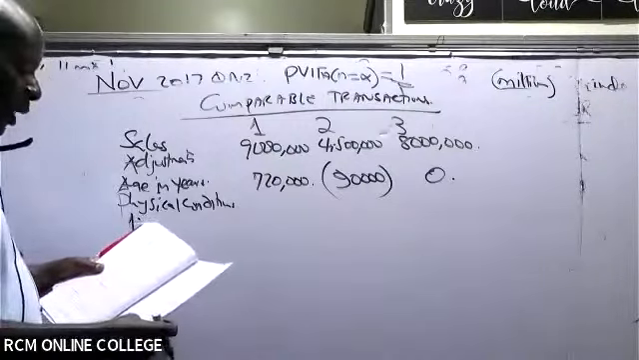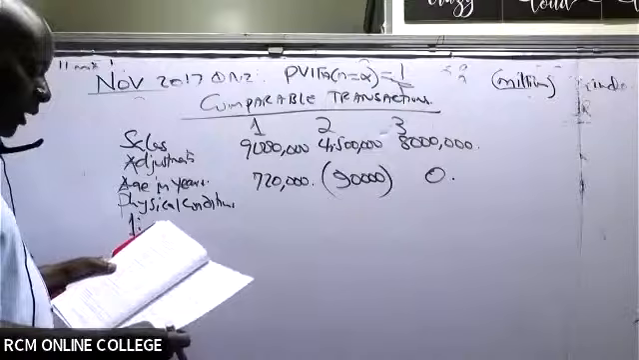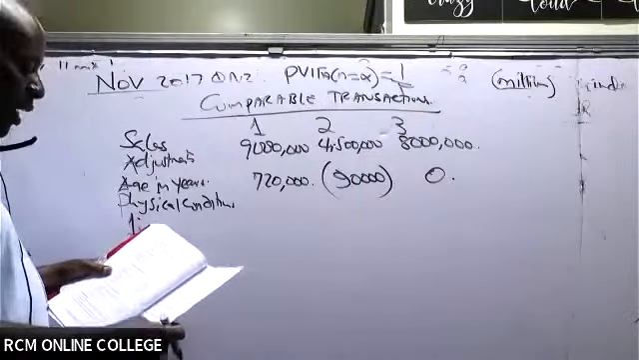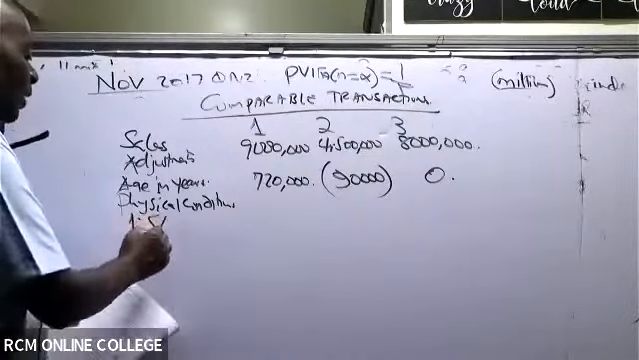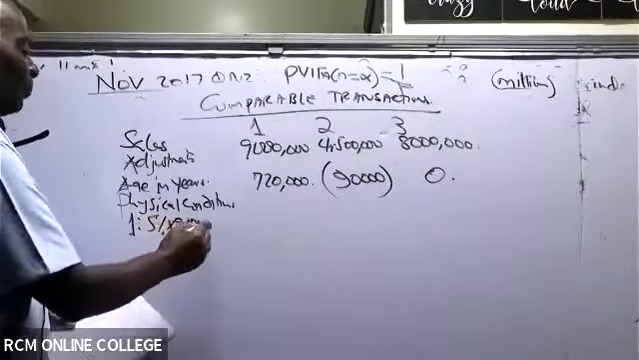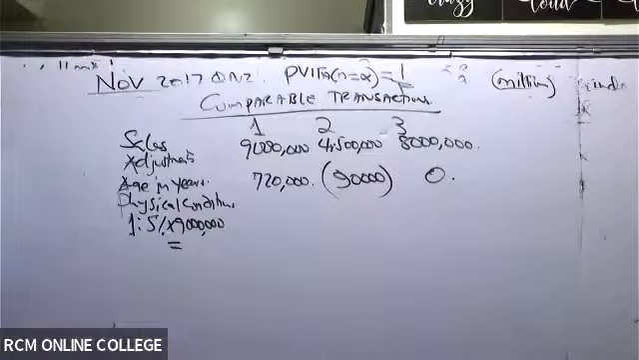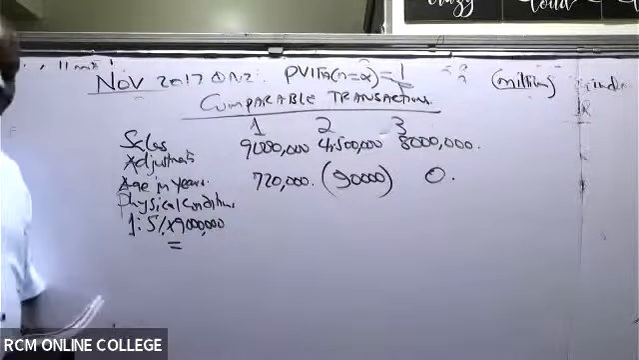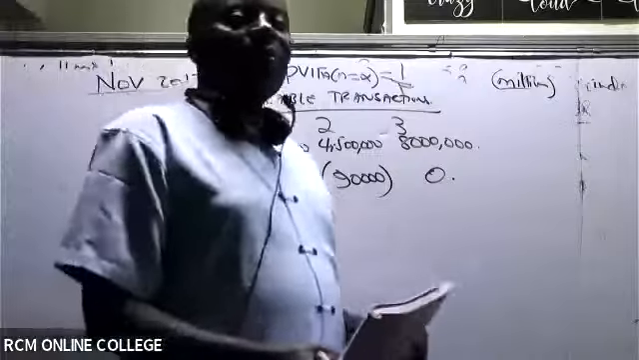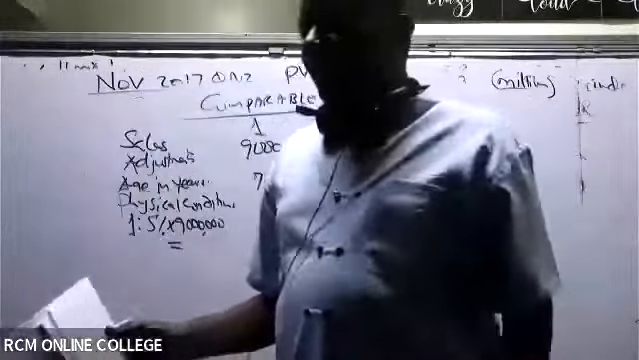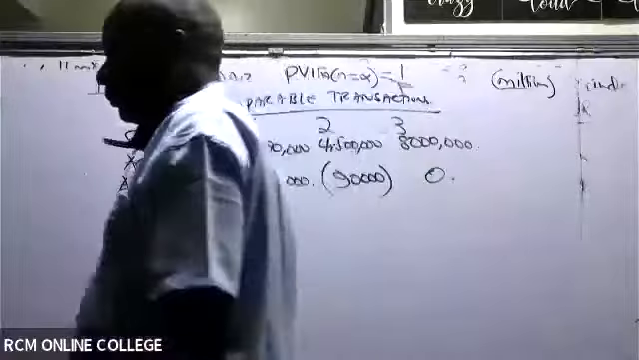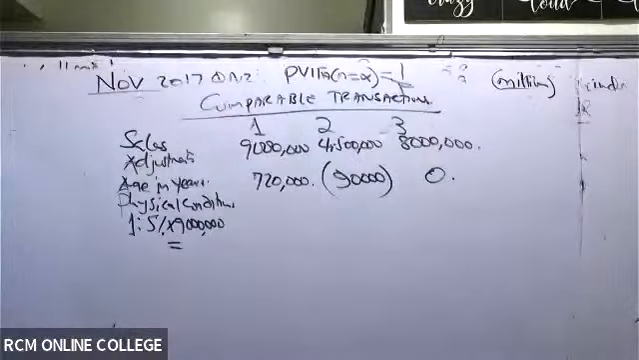Remember property 1? Property 1 is good. If you look at that table, physical condition, property 1 is good, and for good, we are giving it 5%. So 5% of 9 million. Are you able to give me this figure? Please give me this figure. Do you have calculators? 450,000, right?